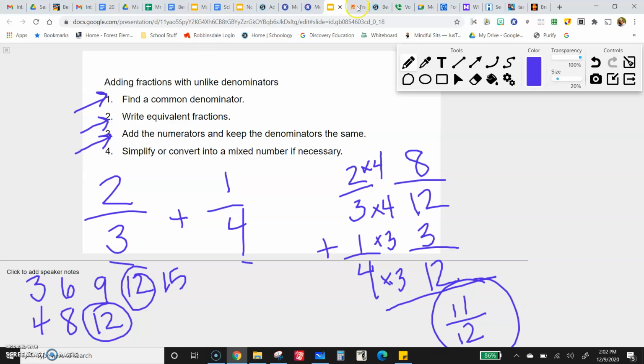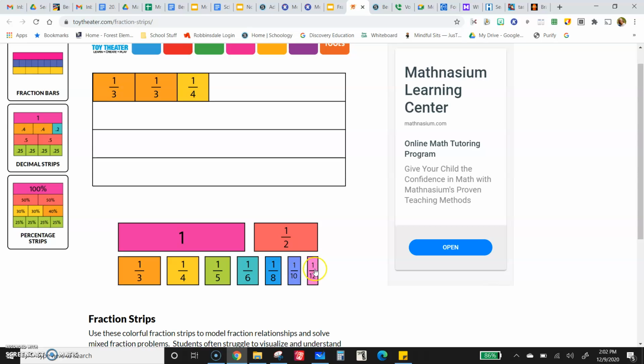Let me show you how that matches the picture. So if I know I'm turning them into 12ths, okay, look, I can say, oh, 1/3 equals 4/12. So if I have 2/3, that's going to equal 8/12 exactly. Now 1/4 equals 3/12. So now I can see that I have 11 of those 12ths. So my answer is 11/12.